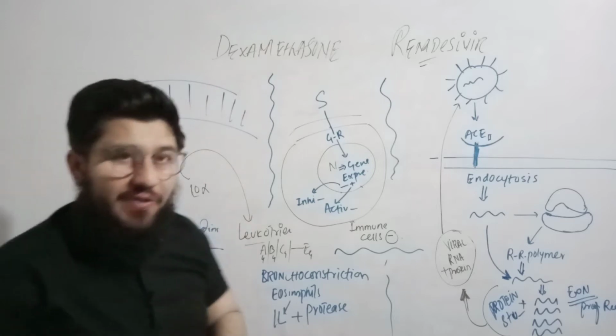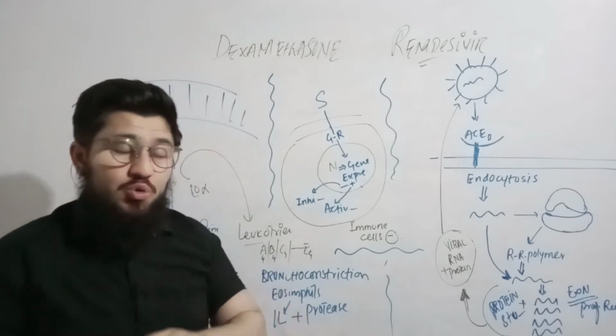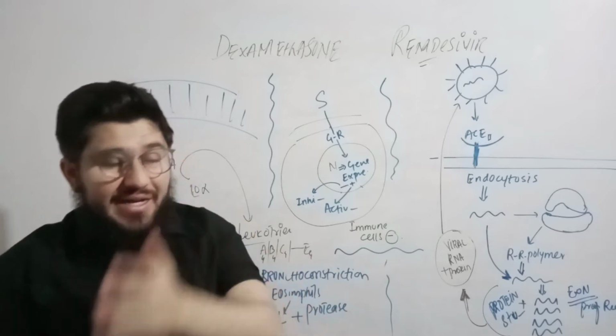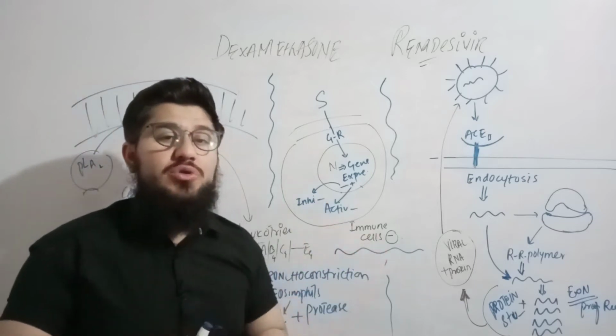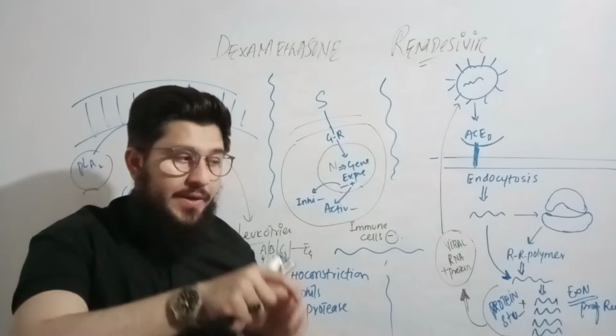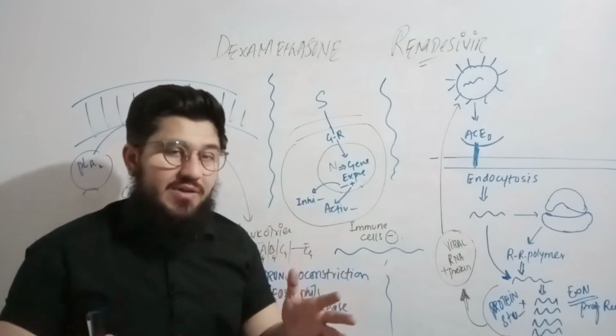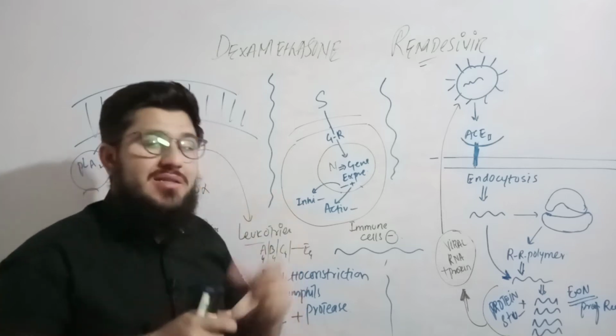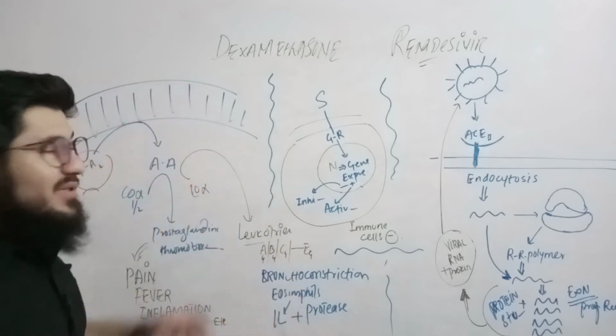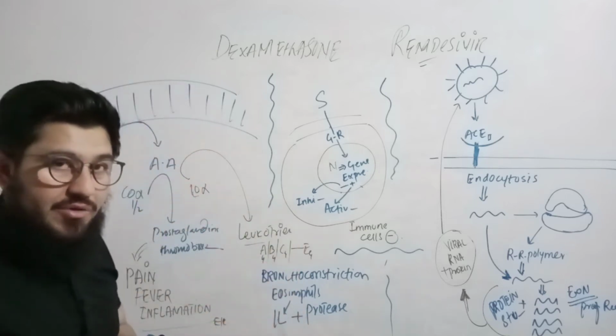Now we know this point very well. Dexamethasone actually has two sorts of actions. Number one, anti-inflammatory. Number two, it is used as an immunosuppressive. It is actually suppressing the immune system. Immunosuppressant and anti-inflammatory are both the mechanisms of action. Let's discuss the very first one, how it is acting as an anti-inflammatory.